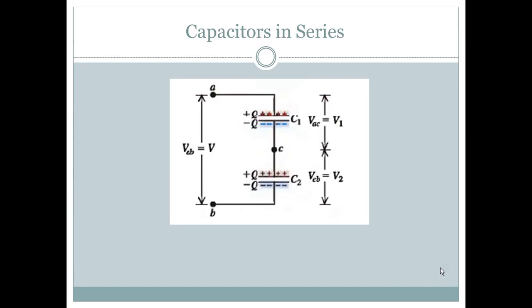Now, when we say two capacitors are said to be in series, they are said to be in line in a connection just like what is shown here in the diagram. Okay, so here is your first capacitor, C sub 1. Here is your second capacitor, C sub 2.